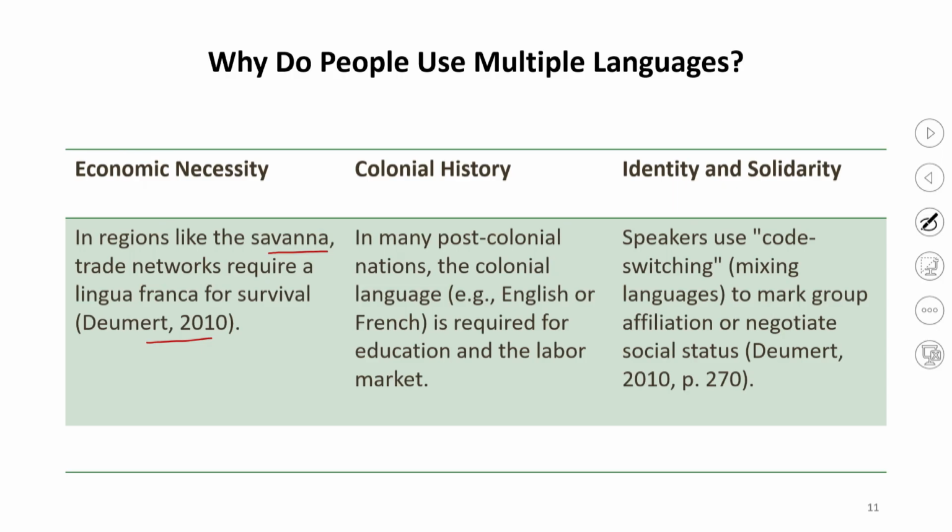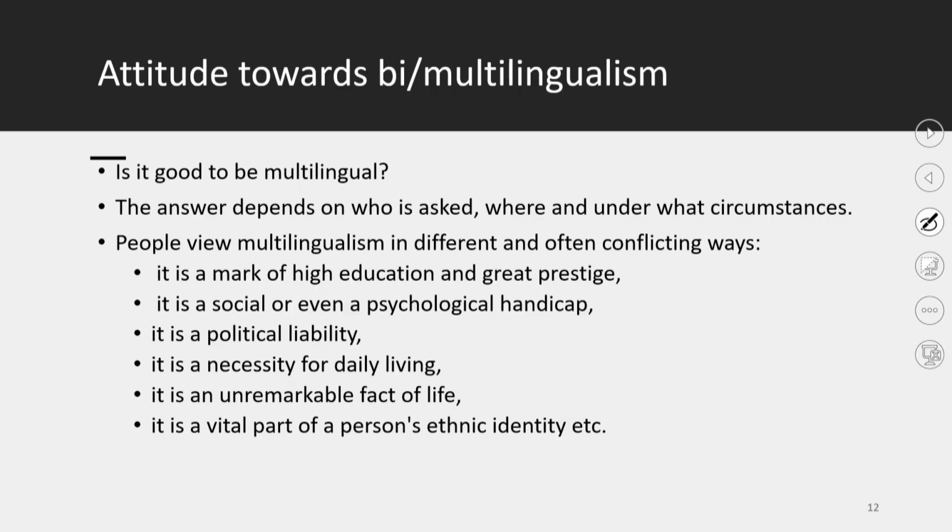Colonial history: in many post-colonial nations, the colonial language has remained as the second language and often the official language. A case in point is of course India, where we are still using English in spite of having hundreds of languages. So, colonial history also has a very important role to play. And similarly, identity and solidarity: often we code mix and code switch between two varieties to signal certain important social variables.